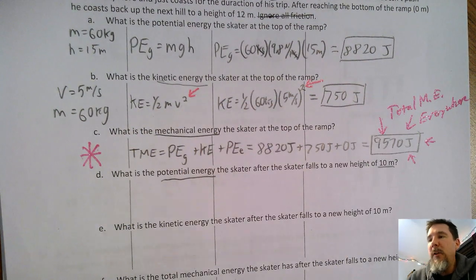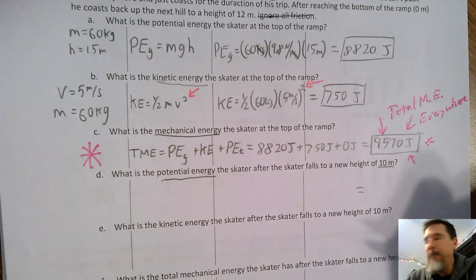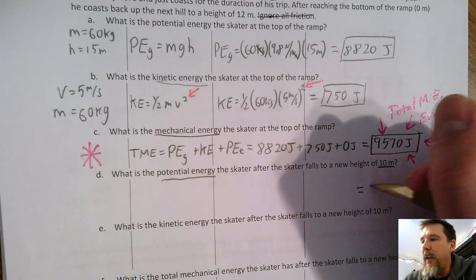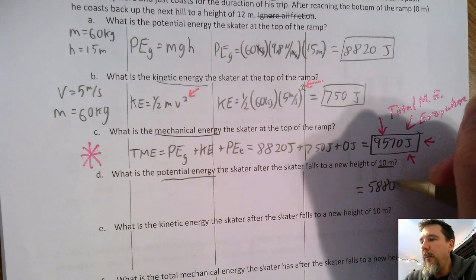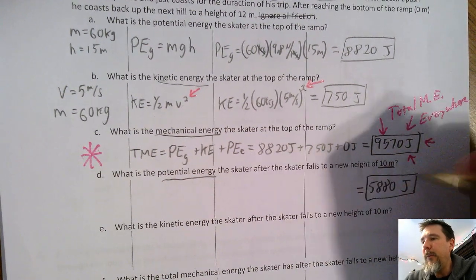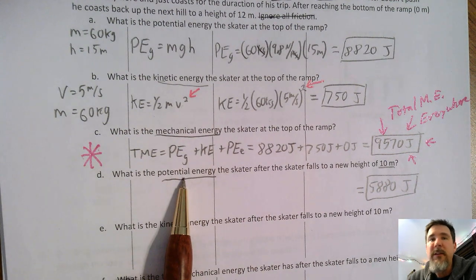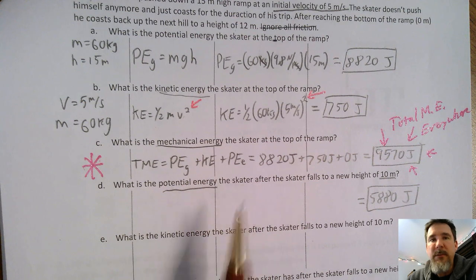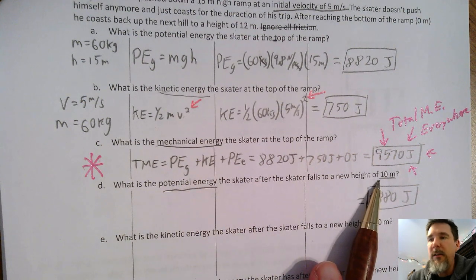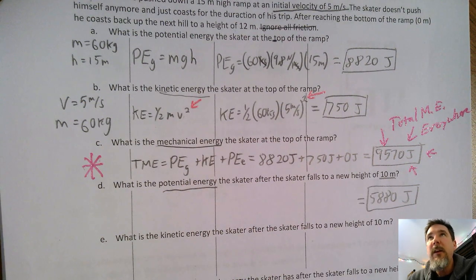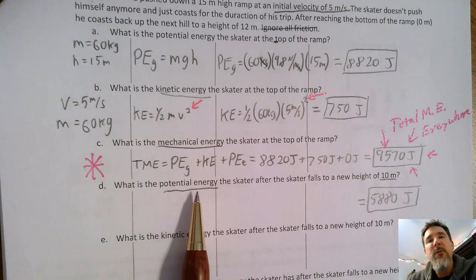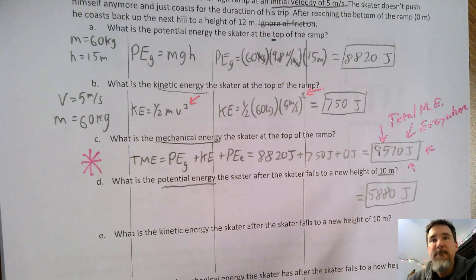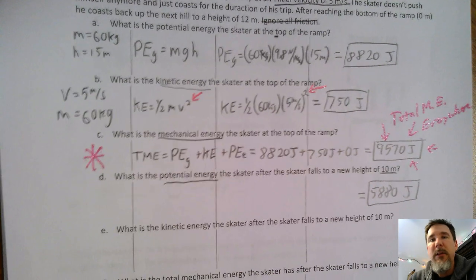All right, so I'm just going to tell you, because you can check the key on this one, the answer to this is 5880. Let me really quick explain how I got it. Basically it wants to know the gravitational potential energy. So we're going to take the skater's mass of 60 times 9.8 times the 10 meters tall. You don't have to worry about anything else. It's asking a straight up question. What is the potential energy? And it gives you a height. You just multiply it. Okay, don't overthink it.